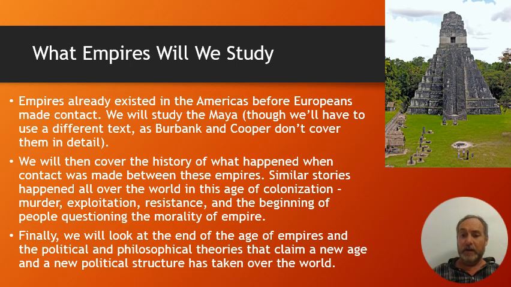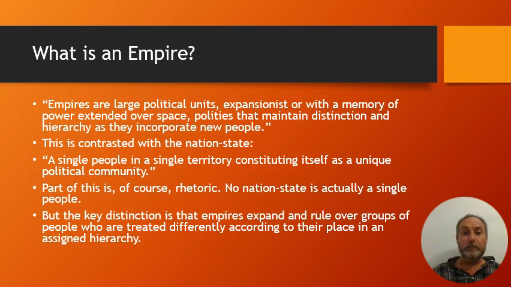If you asked a Roman, is it wrong to vanquish your enemies and take all their goods and murder them, they would say, no, that's what great people do, right? That's just what the powerful do. But in the face of Spanish and Portuguese colonization, people began questioning the morality of this sort of thing. And finally, we're going to look at the end of the age of the empires, the political and philosophical theories surrounding this. We'll look at Adam Smith, some Marx, that point towards this new political structure, the world of the nation state. So that is the broad overview of the course.